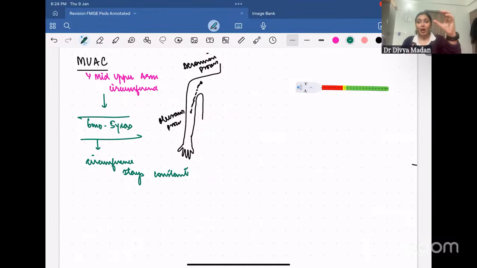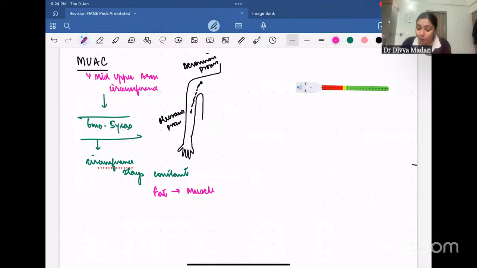So if this is the arm of the child, initially it was fat. Now the fat is decreasing, but the muscle is increasing. So the overall circumference remains constant, because of the replacement of fat with muscle, in the age group 6 months to 5 years of age. And because this is an age-independent parameter, it is used very importantly in screening of malnutrition.